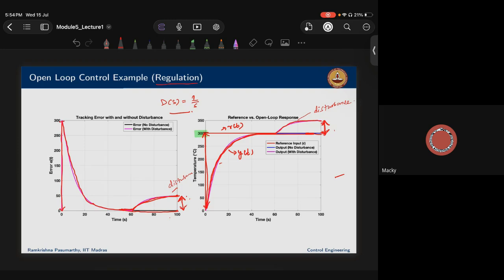This is called the regulation problem. Is this clear? Any queries? Ultimately, we want our output to follow the reference value r of t, which is a constant value of 300. This is called the regulation problem. These are the results with the open loop control.